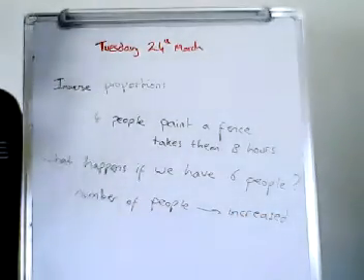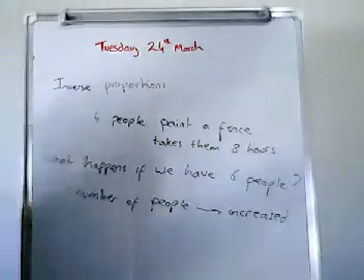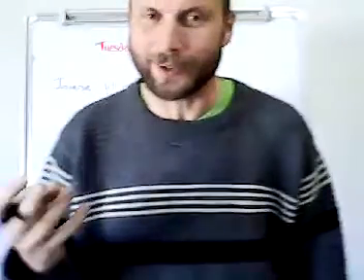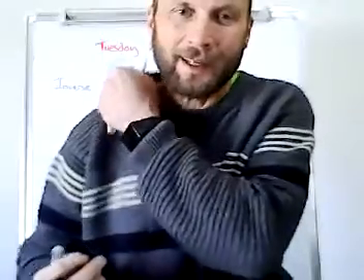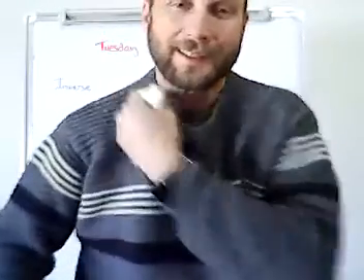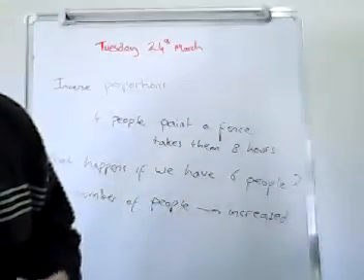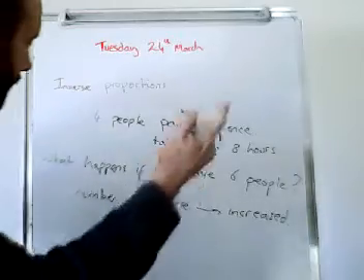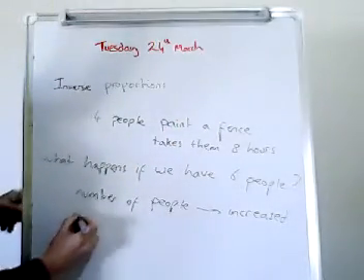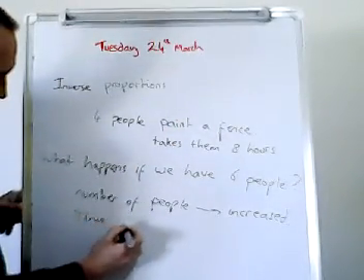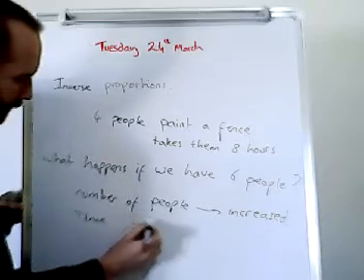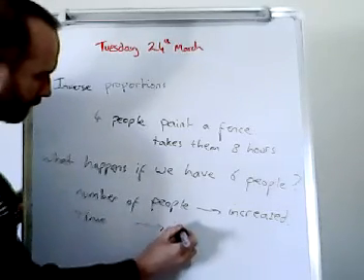But if you think about it, it makes sense, it doesn't require lots of maths to think this out. If you have 4 people do the fence in 8 hours, how long is it going to take 6 people to do it? Here, the time is not going to increase, the time is going to decrease.